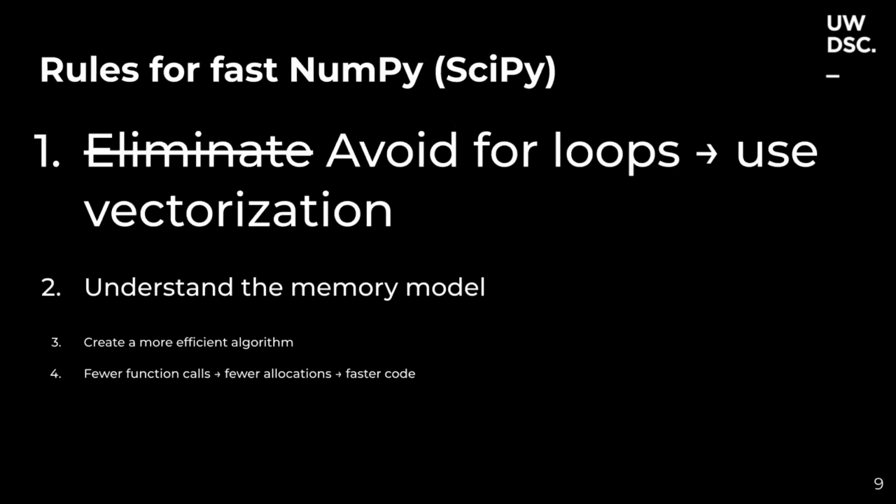So before we get into it, we can think about some high-level rules about how to write fast NumPy. The number one rule that I'm going to be focusing on for the rest of this presentation is avoid using for loops and instead use some kind of vectorization. And we'll go into more detail about what that looks like. The rest of this is a secondary consideration: understand the memory model, create a more efficient algorithm, fewer function calls. These are all small fries. The really big one is the vectorization aspect.